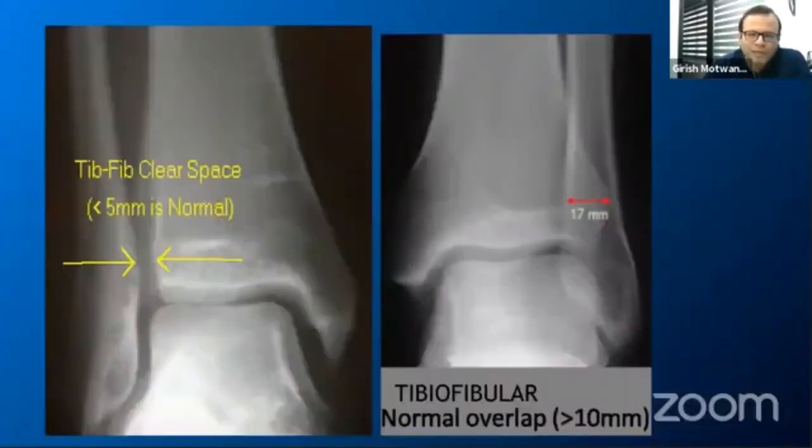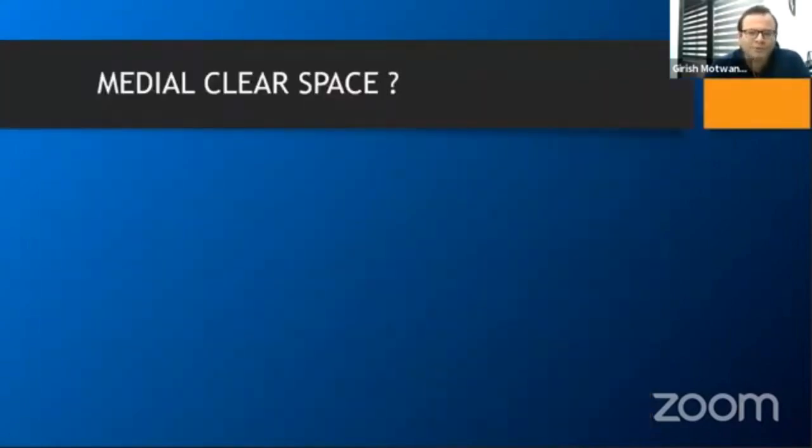And what we have to look for on the ankle X-ray are clear spaces. As you can see here, the lateral border of the distal tibia and the medial border of the fibula form the tibiofibular clear space, which should be less than 5 mm. Also, the tibiofibular overlap, the margin apposition in the AP view, should be more than 10 mm. If anything happens beyond this value, we can assume diastasis of the fibula from the tibia, and this is a part of syndesmosis injury.